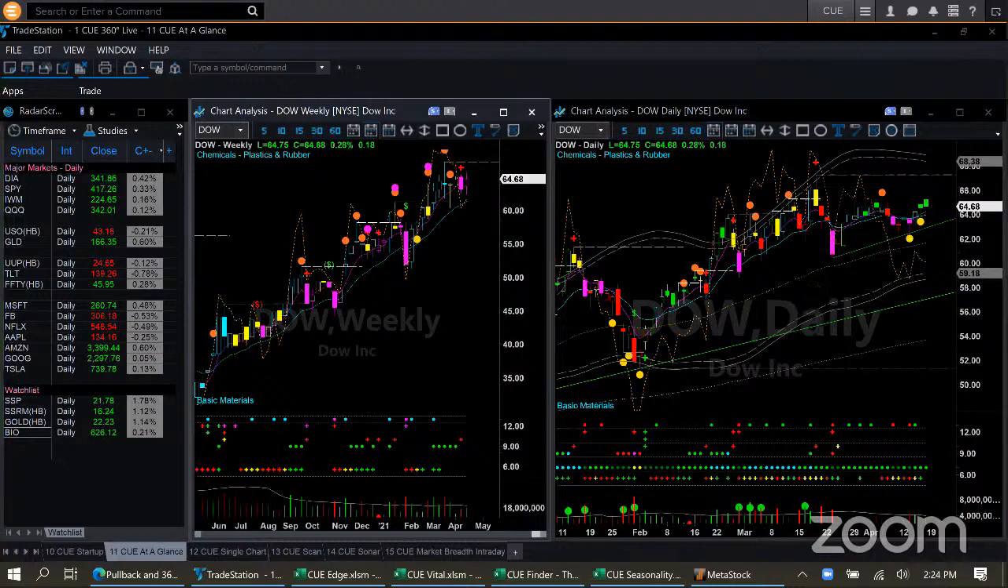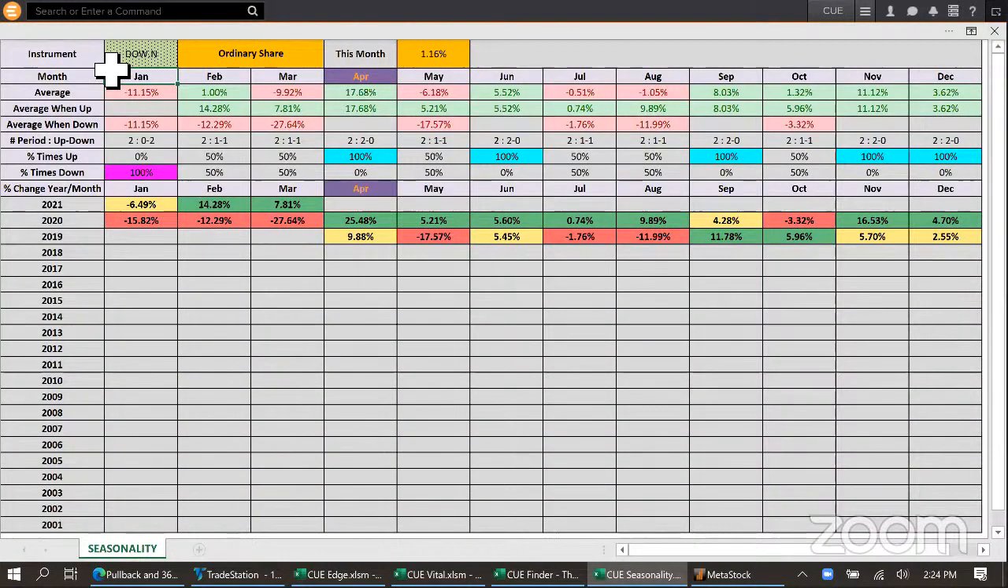That is fine. Let's complete the analysis with seasonality. This is Dow seasonality. It doesn't have a lot of history, only 2 years of data. Last year it went up by 25%. The year prior to that, it went up by 9.8%. This year, so far, it is up by 1.1%. And we can see this stock has bullish seasonality in June, September, November, as well as December.